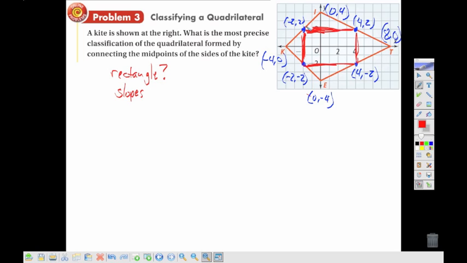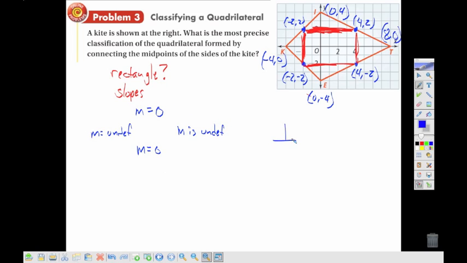As we look at this, if we did plug into our slope formula, we will get a slope of 0 right here for this first side. For this side over here, we're going to get an undefined slope because it's a vertical line. We can see that because our x's are not changing. Same thing on this side, our x's are not changing, so it's also undefined. And then on the bottom, our y's are not changing, so our slope is 0.